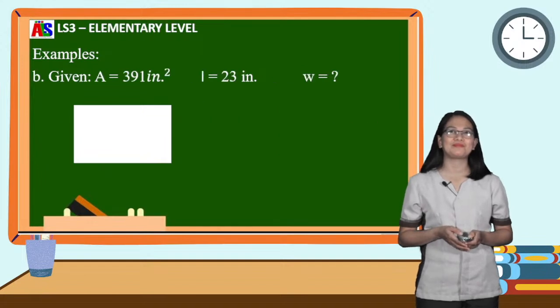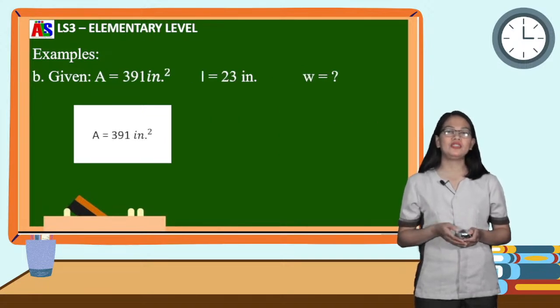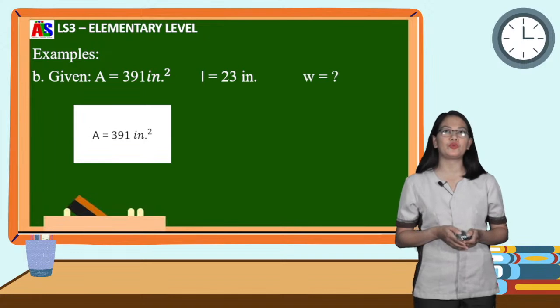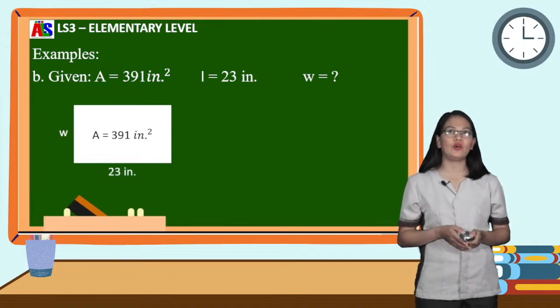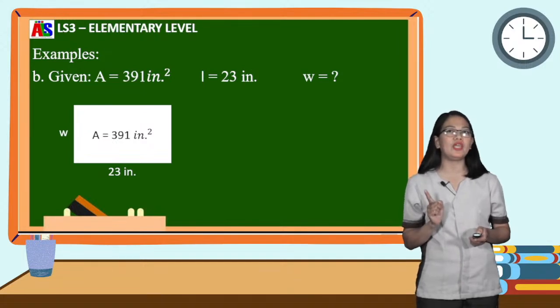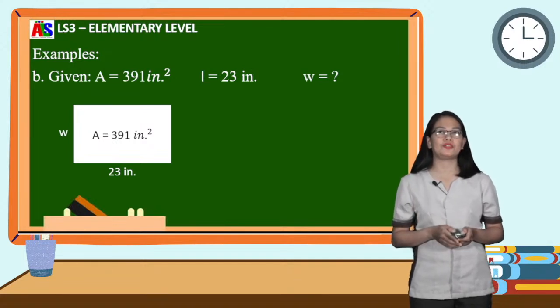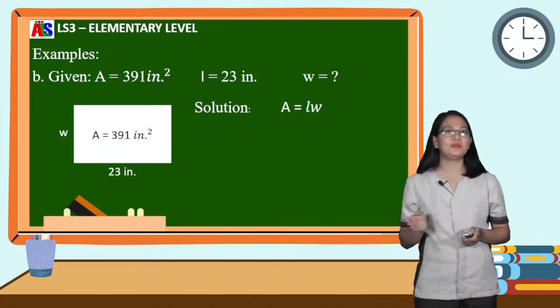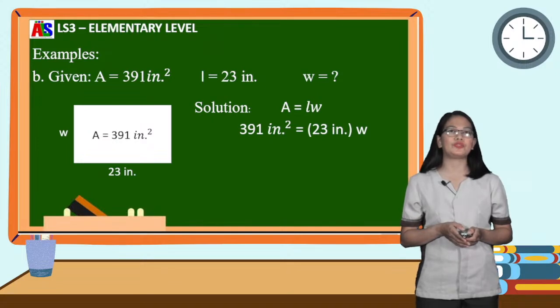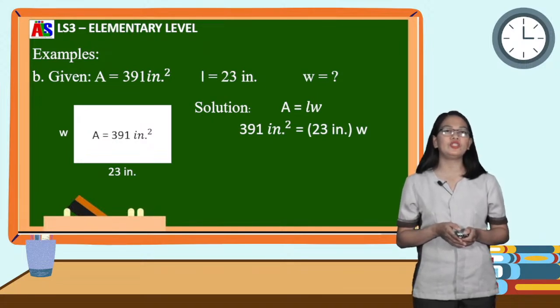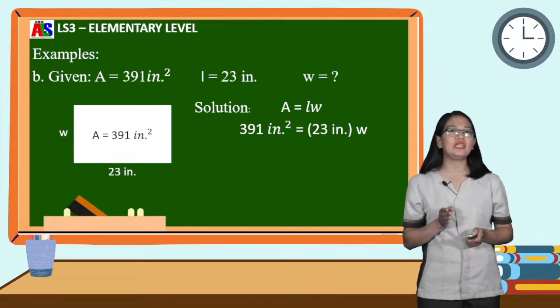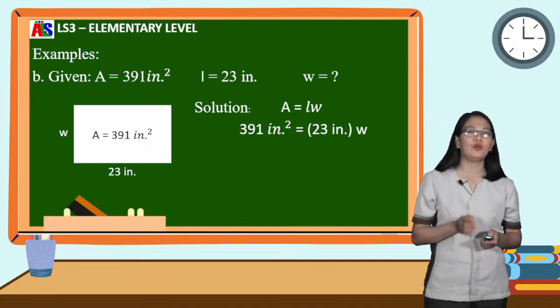Right? Next example. Area is given, which is 391 square inches. The length is 23 inches. The width is unknown. Don't be afraid, okay? What's important is you know the general formula in solving for the area of a rectangle. So solution, simply write the formula. After that, substitute the given values. Okay? We have 391 square inches is equal to 23 inches times the unknown width.